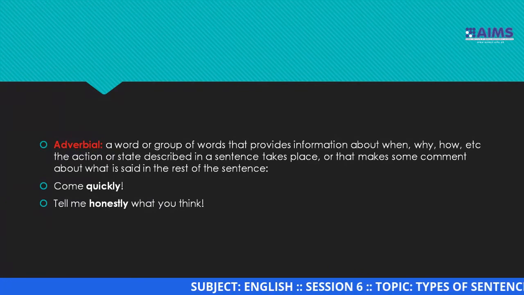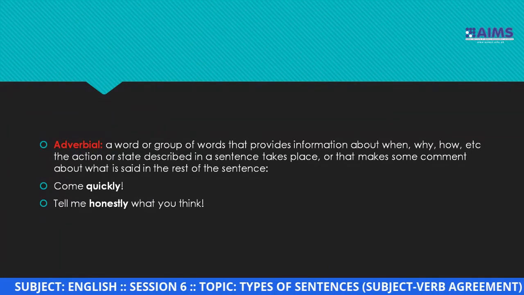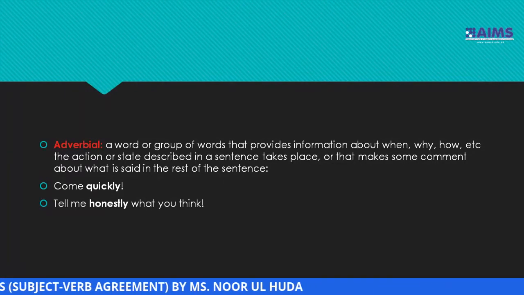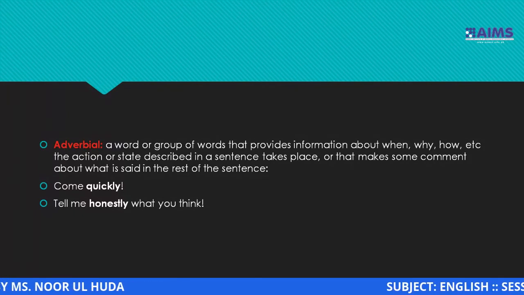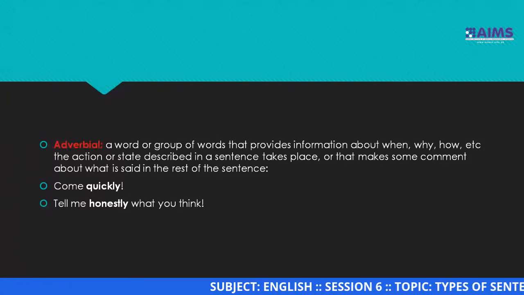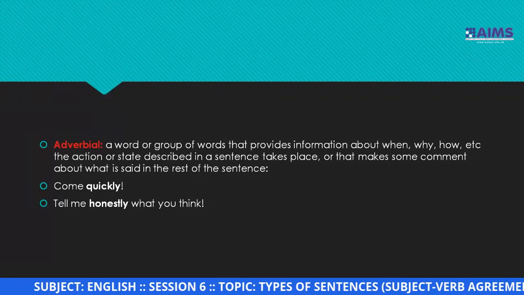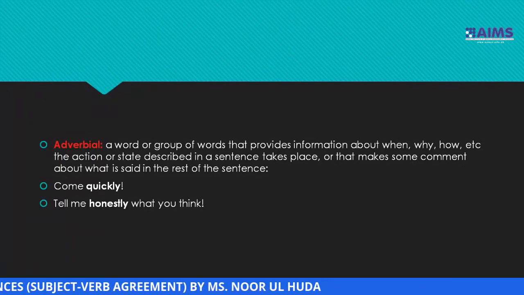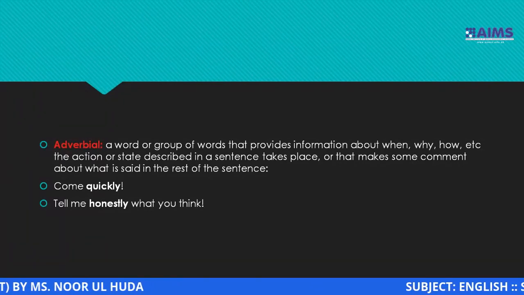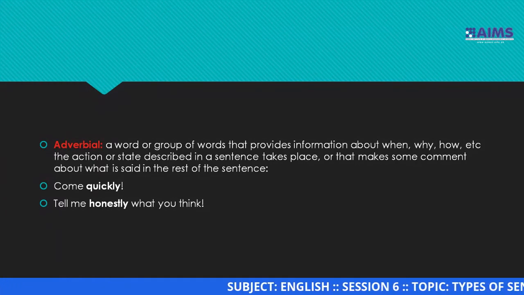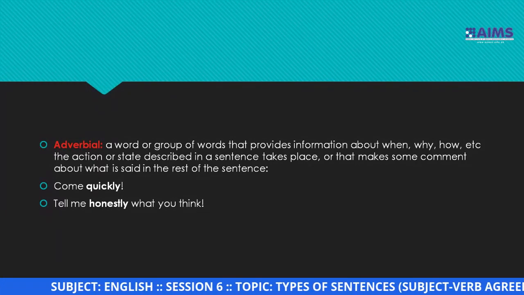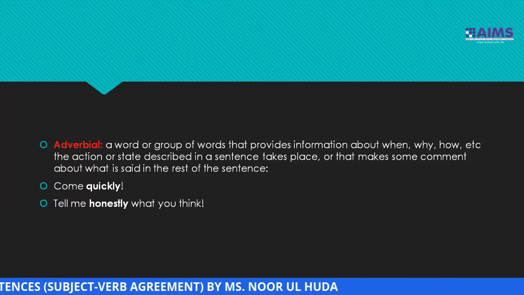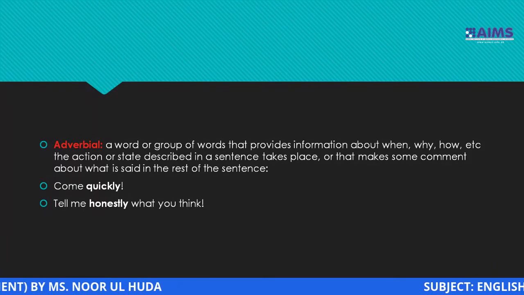Okay, and sometimes we do use adverbial phrases or adverbs instead of the object. A word or group of words that provides information about when, why, and how, or something else, the action or state described in a sentence takes place, and that makes some comment about what is said in the rest of the sentence. Likewise, come quickly. So quickly is an adverb here. It's not a complement. It's not the direct object or indirect object, but it's an adverb.